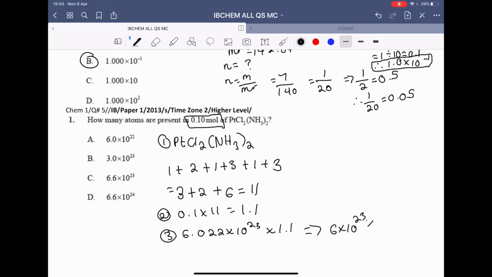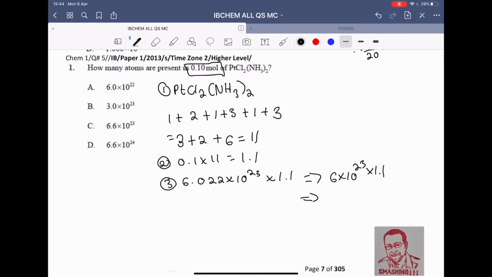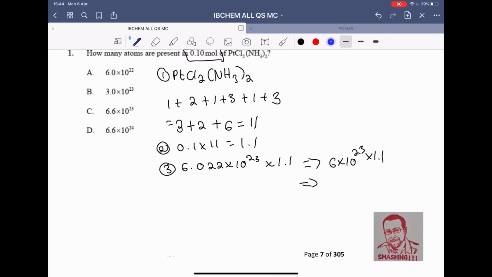I made it easier by taking away the decimal places because we're not allowed a calculator for the maths in the exam. So 6 times 10 to the power of 23 times 1.1. And we can see that 6 times 1.1 is 6.6. And then simply adjust the decimal place. So it's 6.6 times 10 to the power of 23. And the answer is C.